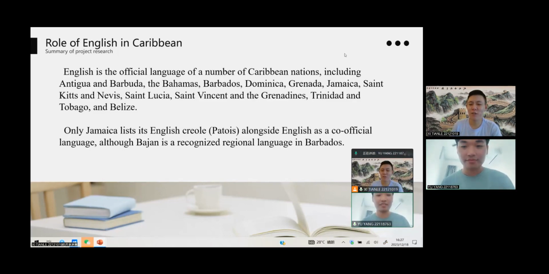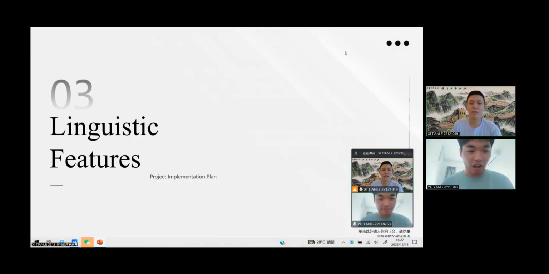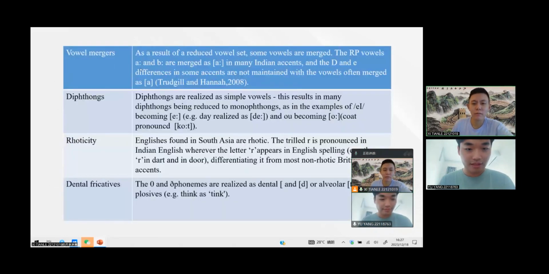Thank you, Yang. So let's turn to the third part, linguistic features. As a result of a reduced vowel set, some vowels are merged. There are vowels that are merged in many Indian accents, and some differences in some accents are not maintained, with the vowels often merged.